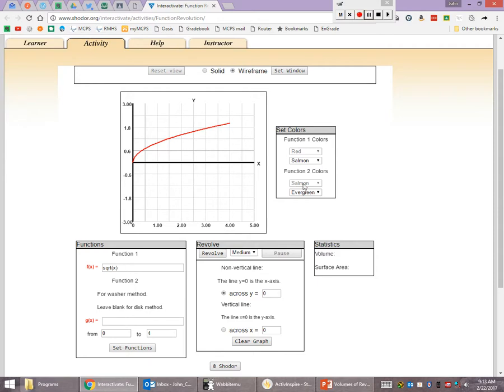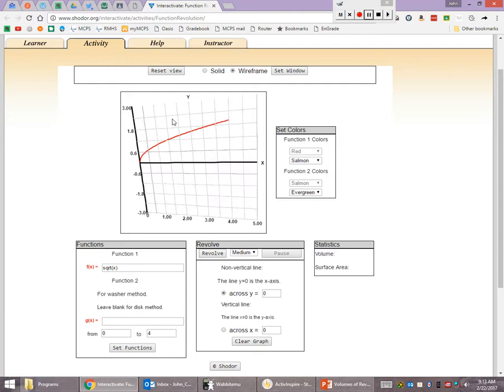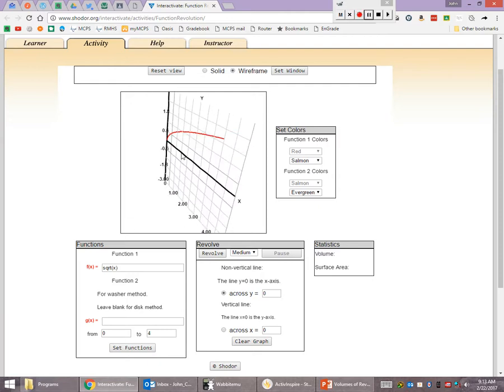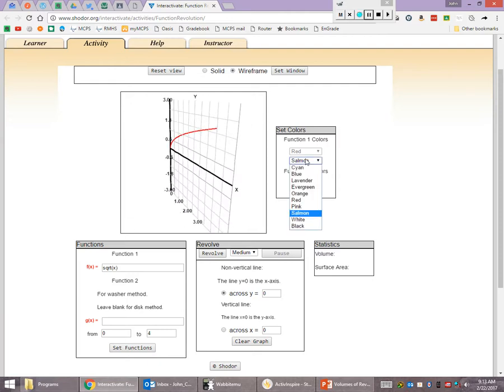Okay, any color requests? Purple. I love it. Okay. Do we add purple? How about lavender? Okay.